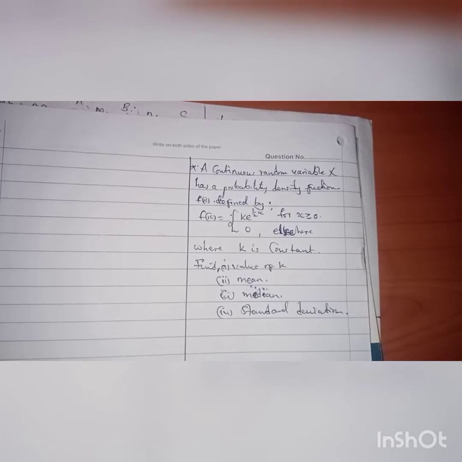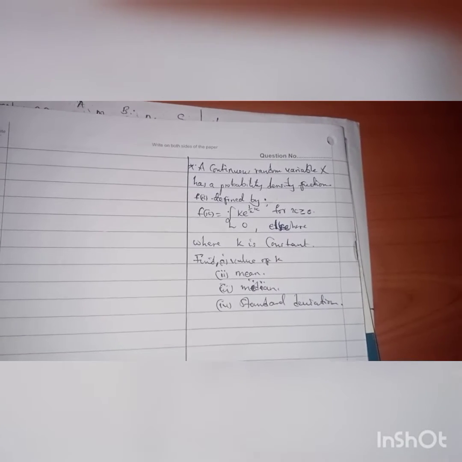I'm Rashid, an engineering student from Nairobi campus, and I would like to show you how to determine median, mean, standard deviation, and the value of constants in a continuous random variable.